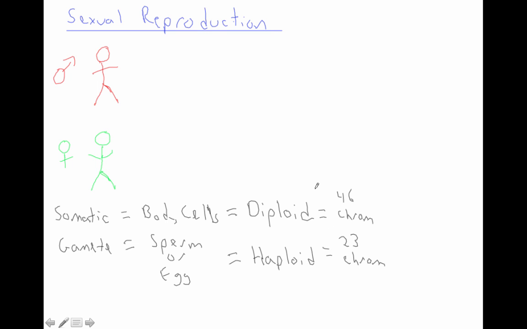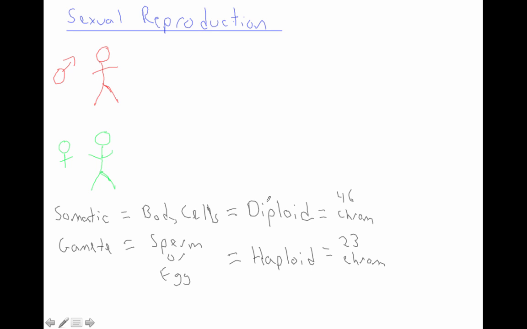So if on an exam question we said, this particular organism had 50 chromosomes in their diploid cells, how many are in their haploid cells? You would just divide 50 by 2, and you'd have 25 for that organism's haploid. But for now, we're going to stick with humans as our example here.